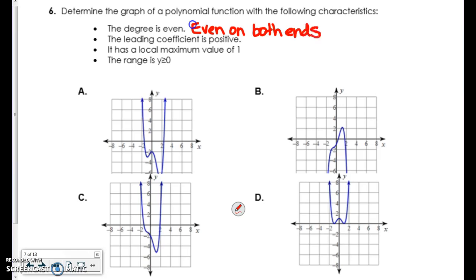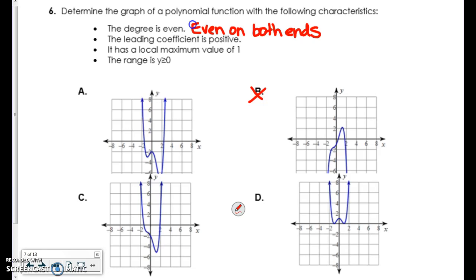If I look at all of these choices, A, B, C, D, both ends are going the same way on all of them. So it doesn't eliminate any of those options. Bullet number 2, the leading coefficient is positive. It means both ends are going to be going up. So it can't be B. And that's the only one we can eliminate there.